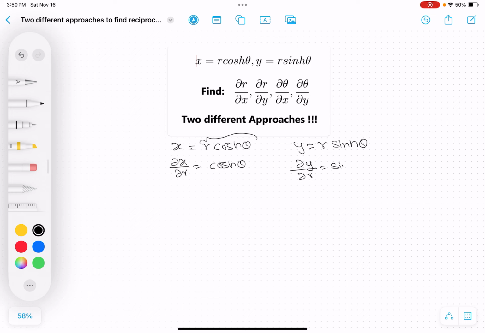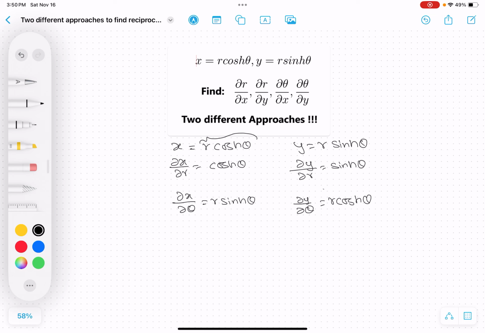Similarly, sin theta. Right, similarly, if this is partial x by partial theta, this will just be r sin theta. If it's partial y by partial theta, this will be r cos theta. It's easy to find these expressions, right? But we are asked just the inverse of this expression.